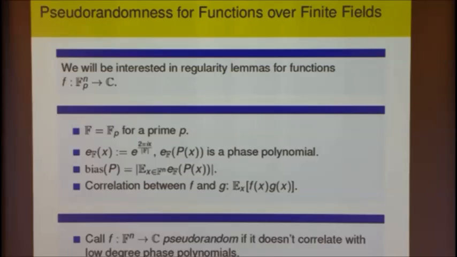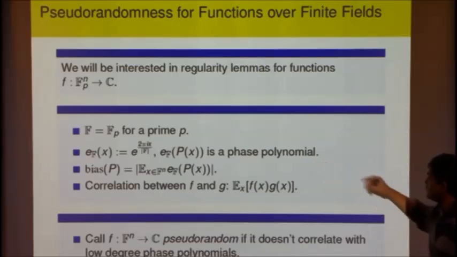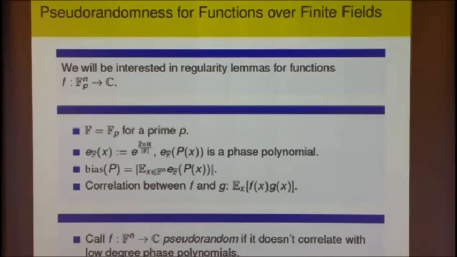The correlation, and we'll say that a function is pseudorandom if it doesn't correlate with low degree phase polynomials. So a phase polynomial is an exponential of a polynomial in the classical sense, which maps from F_p^n to F_p. Okay? So generally we'll use capital P to denote functions which map to the field, and small letters like small f to denote functions which map to the complex numbers.